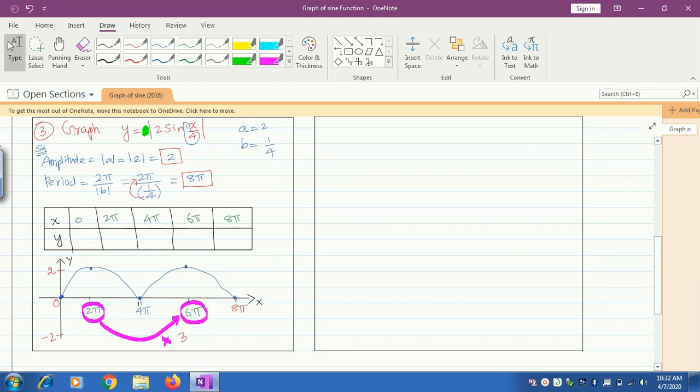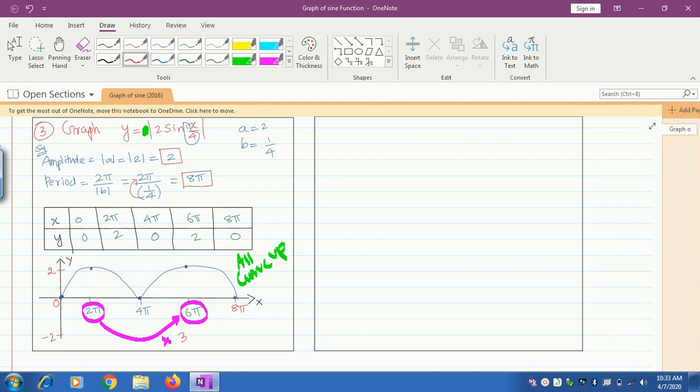So we draw the graph like this. Now what should be the values? The values are 0, then 2, 0, 2, and then 0. So all the curves are up, right? Why? Because this is positive absolute value, right?